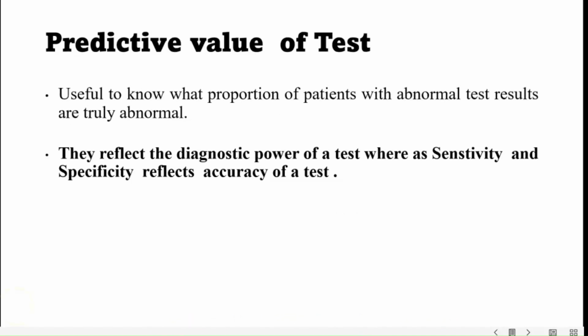Other than sensitivity and specificity, we have the predictive value of a test, and there is the positive predictive value of a test and the negative predictive value of a test. So it is useful to know the proportion of patients with an abnormal test result who are truly abnormal. So the predictive value reflects the diagnostic power of a test, while the sensitivity and specificity reflect the accuracy of that test.